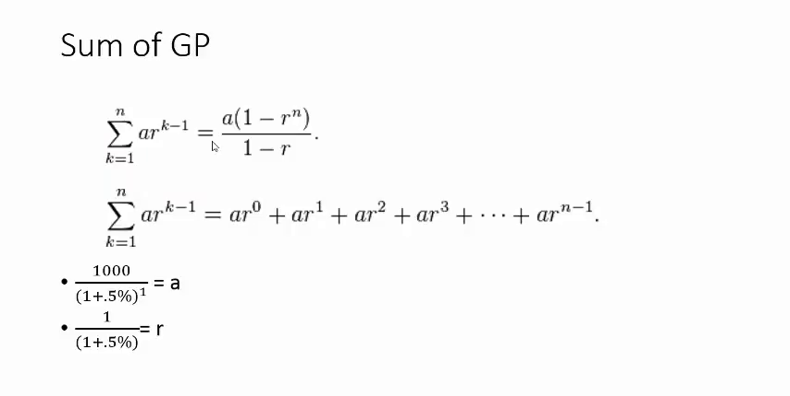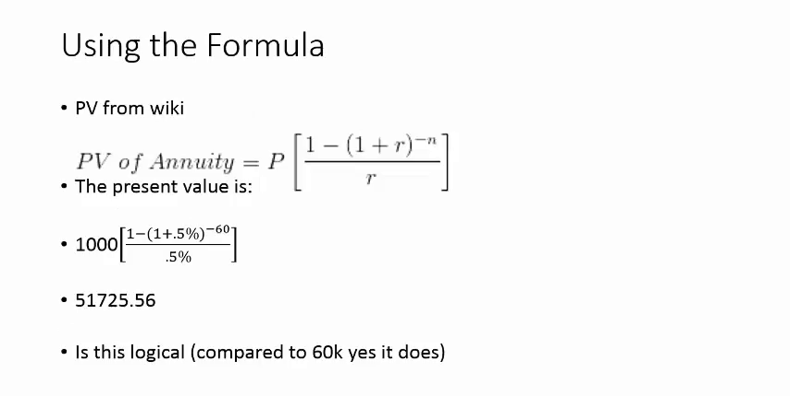To find that out, we have to use a formula that comes from geometric progression. A geometric progression is a progression where a constant r is multiplied. This is taken from Wikipedia with the first term a, and using the geometric progression we have the present value of annuity formula, which is P into (1 minus (1 plus r) to the power minus n) by r. If I use all the numbers that are given to us, it would be 1000 into (1 minus (1 plus 0.5%) to the power minus 60) divided by 0.5%. And the value as expected comes out to be like 51,725.